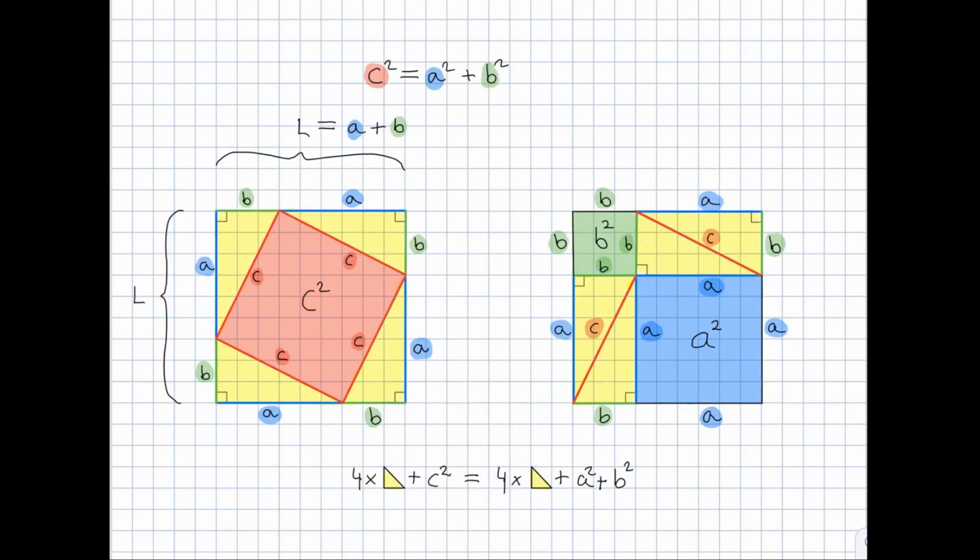We now remove the triangles on both sides because they don't contribute to the equation. We finally end up with what we started with, namely C squared equals the sum of A squared and B squared. This is Pythagoras theorem, and thus the proof is complete.